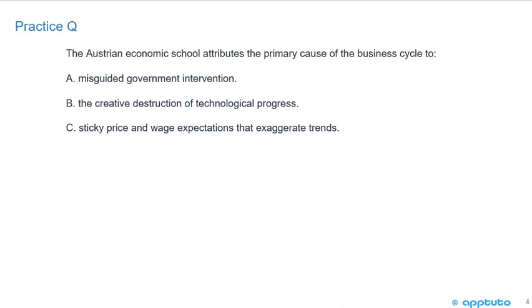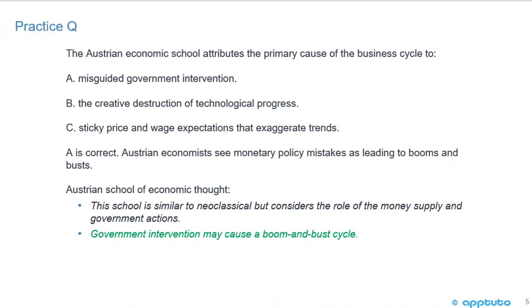So we'll just do a quick practice question to check our understanding. The Austrian economic school attributes the primary cause of the business cycle to A, misguided government intervention, B, the creative destruction of technological progress, or C, sticky price and wage expectations that exaggerate trends. Again, English language test subject economics. So A is correct. Austrian economists see monetary policy mistakes as leading to booms and busts.